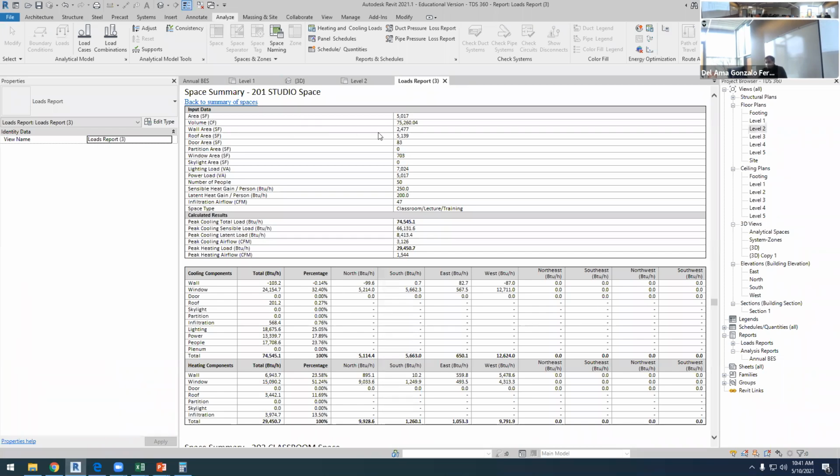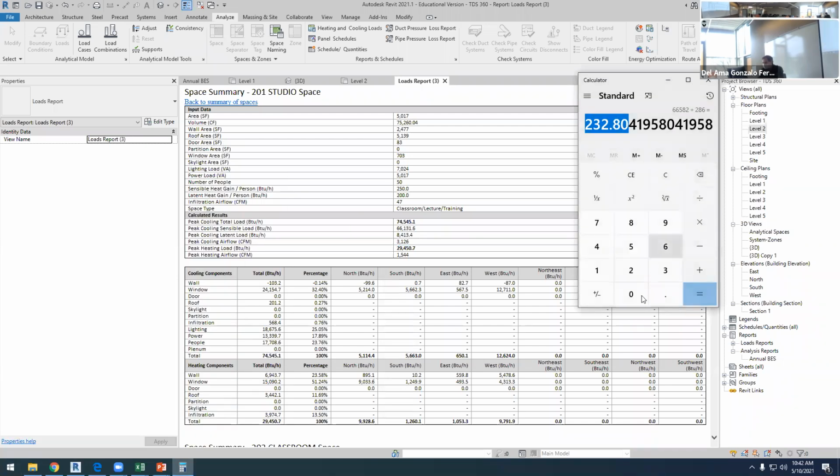So in our studio space, the peak heating is 29,000. What is the floor area? We have here the floor area. Well, it's the same as the roof area, 5,000. Okay. So what is our performance? Let's open the calculator. So the performance is.